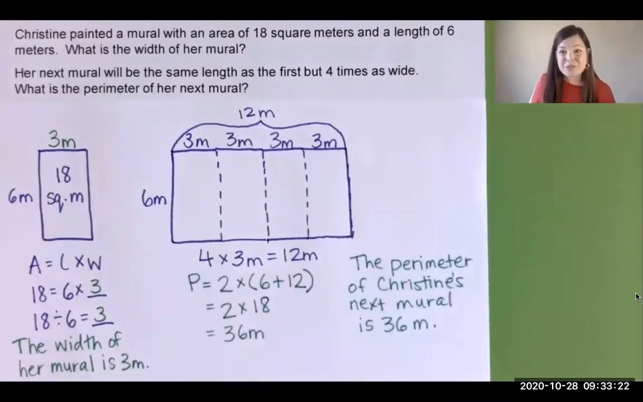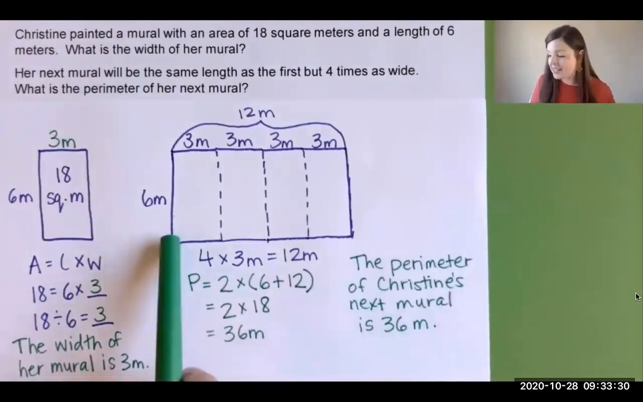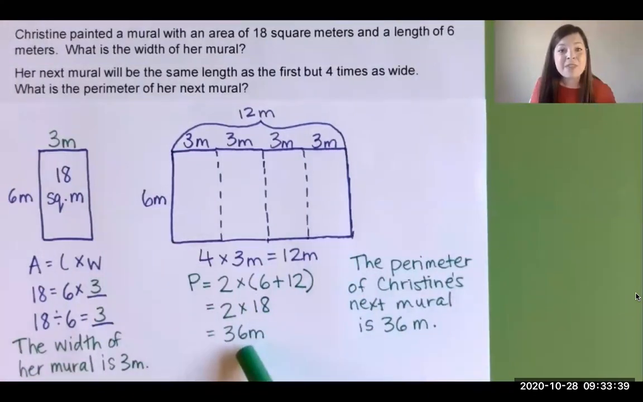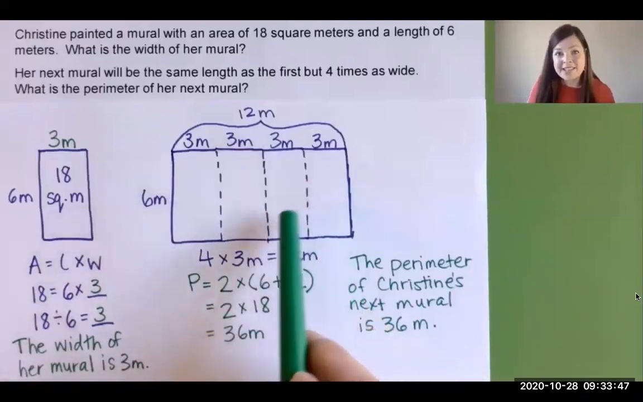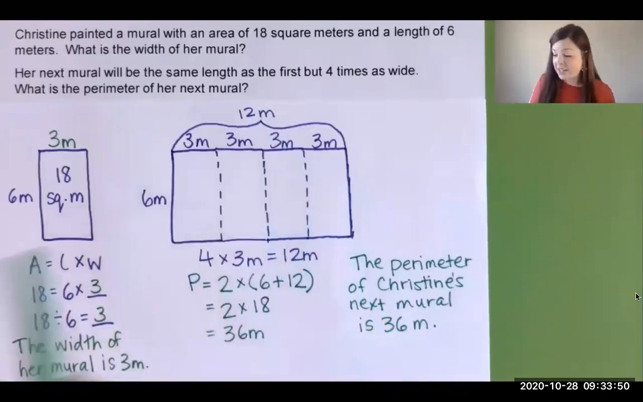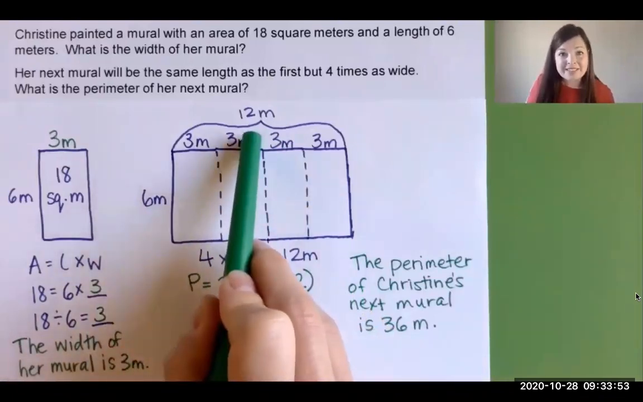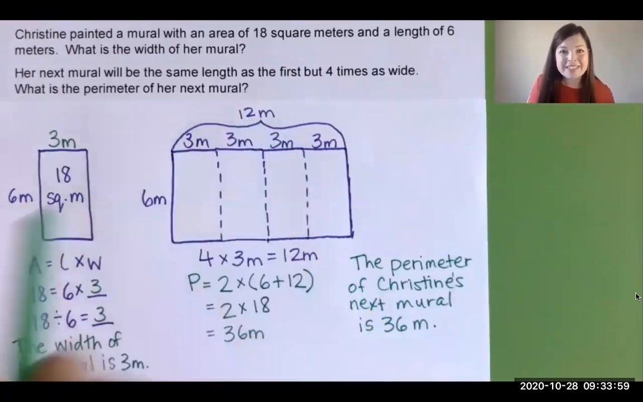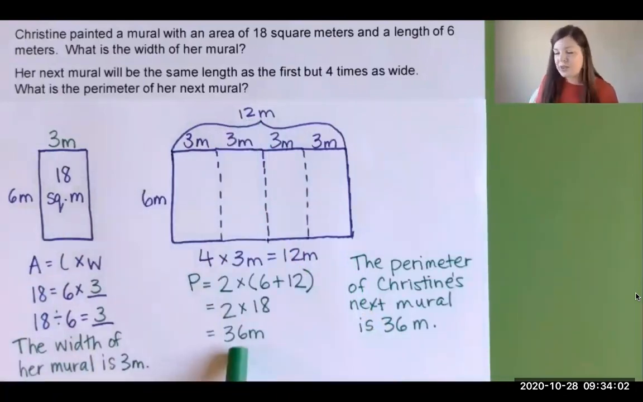Welcome back. Did you find the perimeter of Christine's next mural is 36 meters? Here's how I solved for the perimeter. I added the length and the width, so 6 plus 12, which gave me 18, and then I doubled 18, which gave me 36 meters. But remember, that's not the only way you could have found the perimeter. You could have also added all 4 side lengths together, or you could have added double the length plus double the width. So double 6 is 12, and double 12 is 24. 12 plus 24 is also 36.